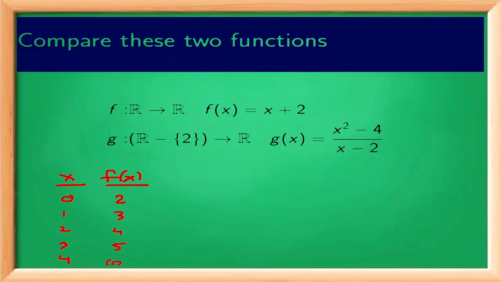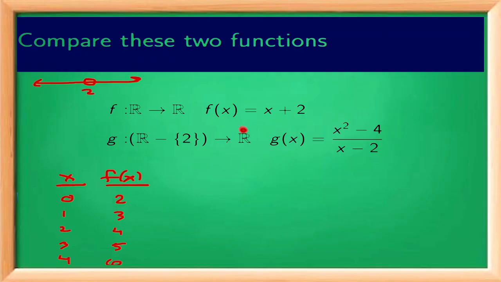Now look at the second function, g. It has a slightly different domain here. This is the set of all real numbers except 2. So on a real number line, it would look like this. Not the whole real number line, but find 2 and just subtract it out. So every real number except 2 is in the domain of this function: R minus the set containing 2.